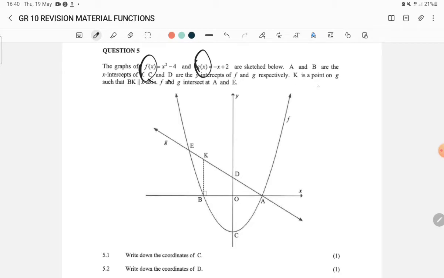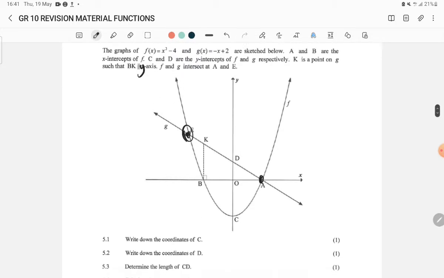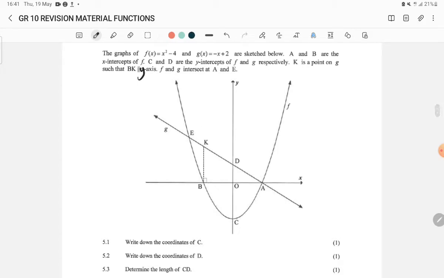Now K is the point on g such that BK is parallel to the y-axis. Then f and g intersect at A and E. So this graph of a straight line and the parabola intersect at this point and at this point. So they intersect twice. Now, that is the information that we have, ladies and gentlemen.